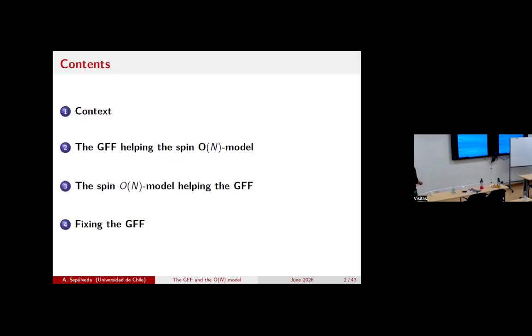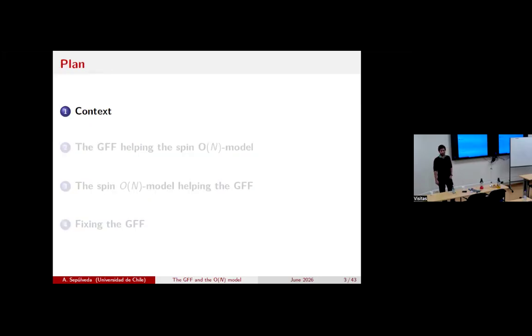Yeah. So we are going to start with the context. We are then going to see how understanding the GFF helps us to understand the spin-O(n) model. Then we are going to go the other way around. And finally, we are going to try to fix things, saying okay, the GFF maybe is not the right model. How can we fix the GFF? The first two are works with Juhan Aru and Christophe Garban. And the last one is with Aleksandra Korzhenkova, whom you met 2 years ago or so. She came to visit us, and this is what she did while she was here.